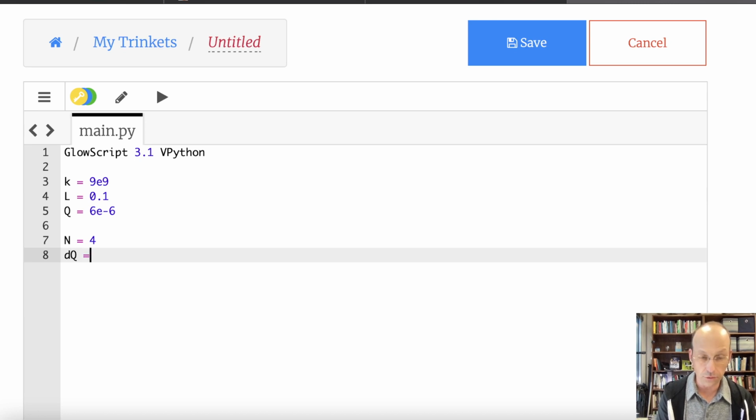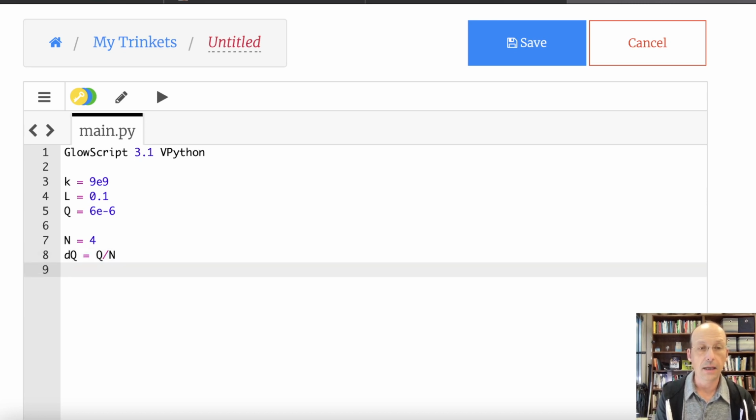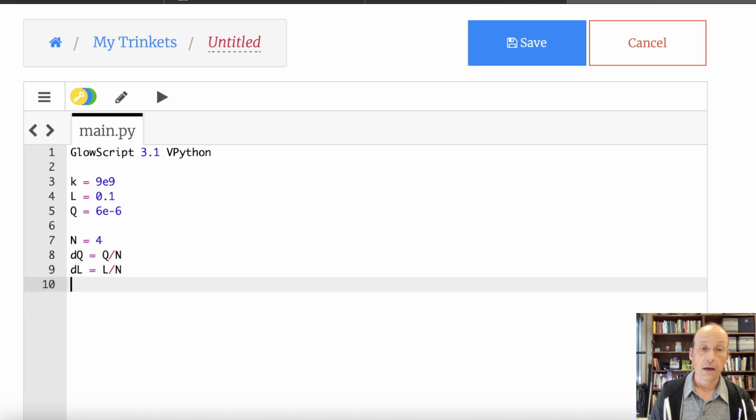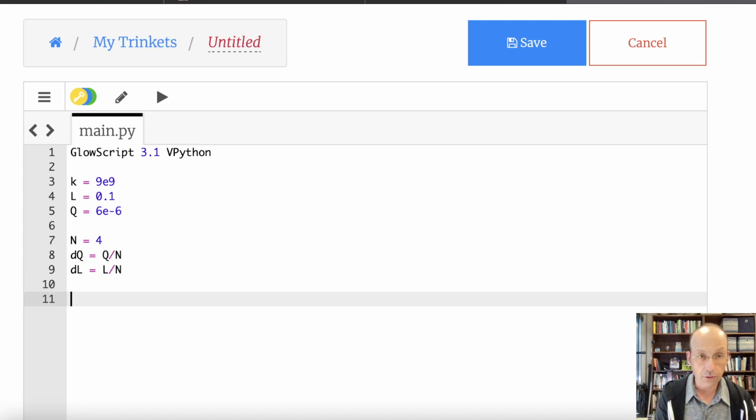dq is going to be equal to Q divided by N. dl is going to be L divided by N. So let me just go ahead and put down that first location. Let's call it RQ0. It's going to be equal to the vector 0, negative L over 2, plus DL divided by 2, then 0.